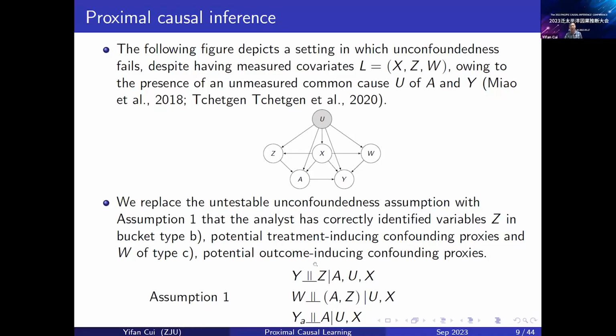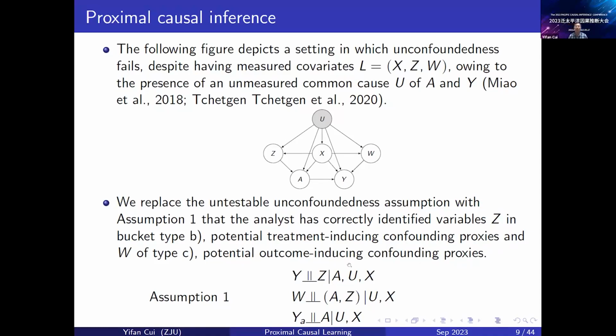The first line of assumption 1 is the conditional independence of Z, the second line is the conditional independence of W, and the last line is the latent unconfoundedness. For this latent unconfoundedness, you can always find U so that this unconfoundedness assumption holds, so it is less crucial than the first and second lines. So we need to find the proxies Z and W so that the conditional independence in the first and second lines holds.